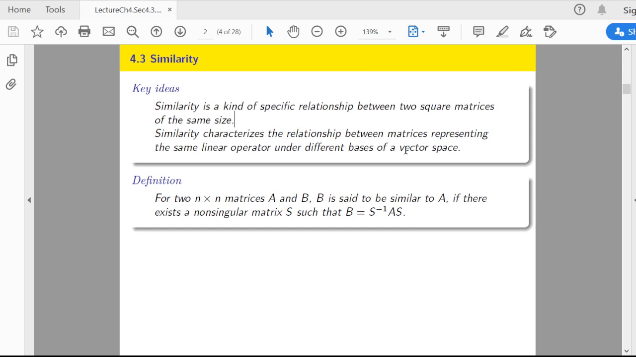Here is the definition. Suppose we have two n by n matrices A and B. We say B is similar to A if B equals the inverse of S times A times S. From this equation, we can say S should have an inverse, and then S should be an n by n matrix. So this is the definition for B is similar to A.